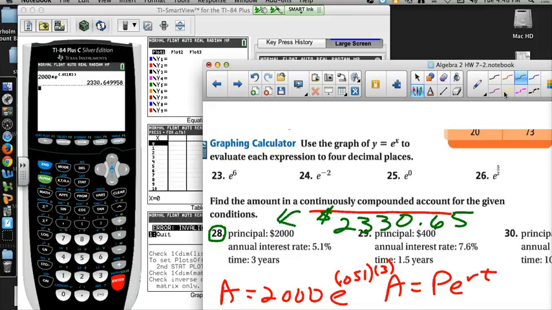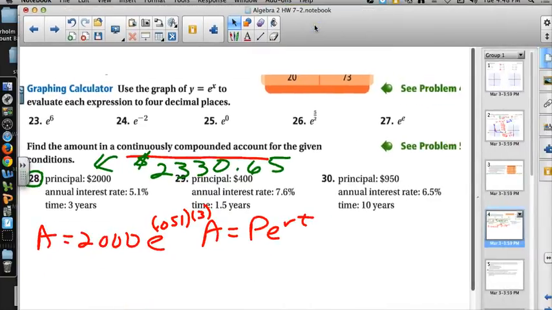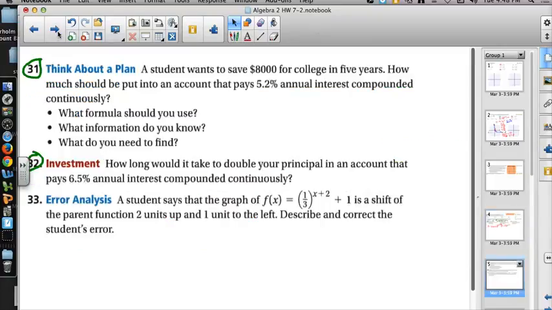For number 28, use your calculator appropriately for e. We're not doing a lot with e. We're letting the calculator tell us what that is as we go through these. We use e for this continuously compounded piece that we have for interest.